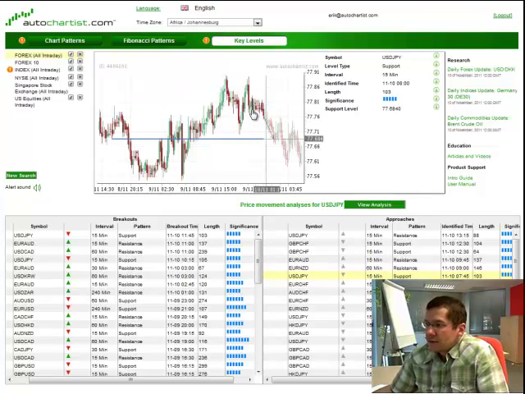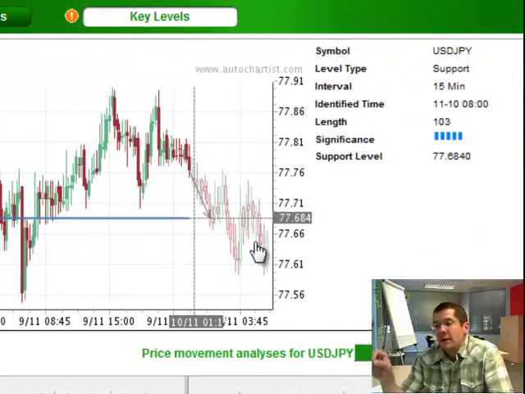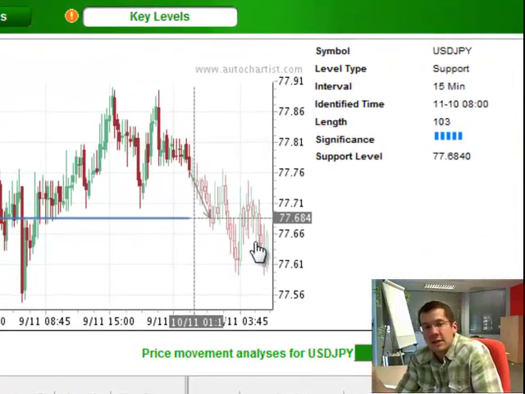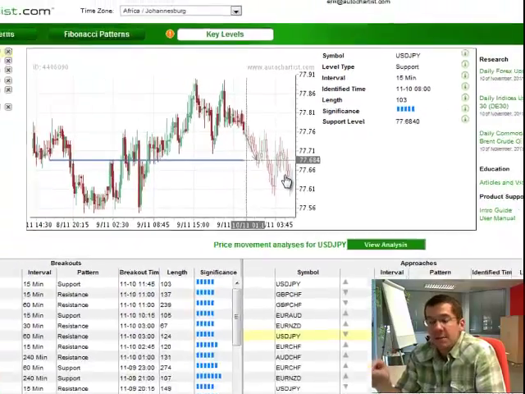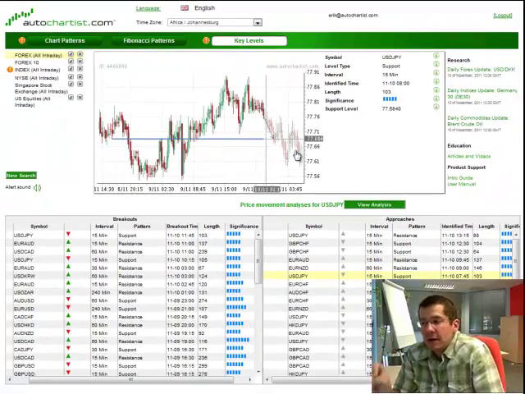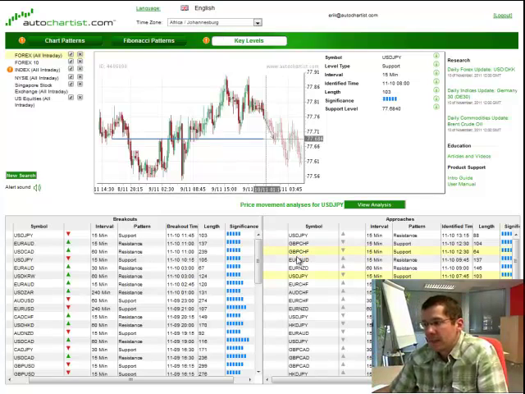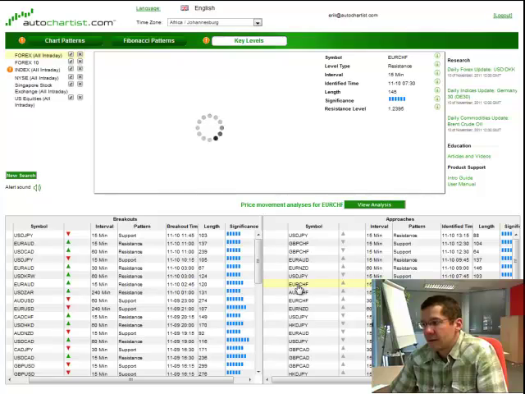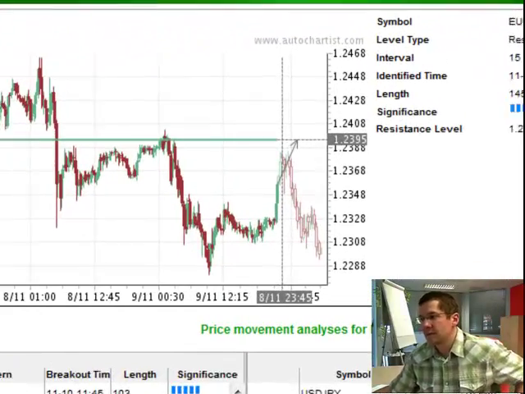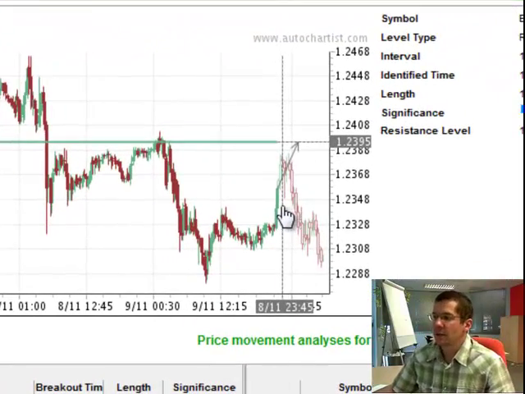US dollar yen, once again, it's reached this level. We actually have an even better success rate with approaching key levels than with the breakouts, in that 78% of the time when we identify an approach, the price actually continues to reach that identified level. In this case, we almost got there.